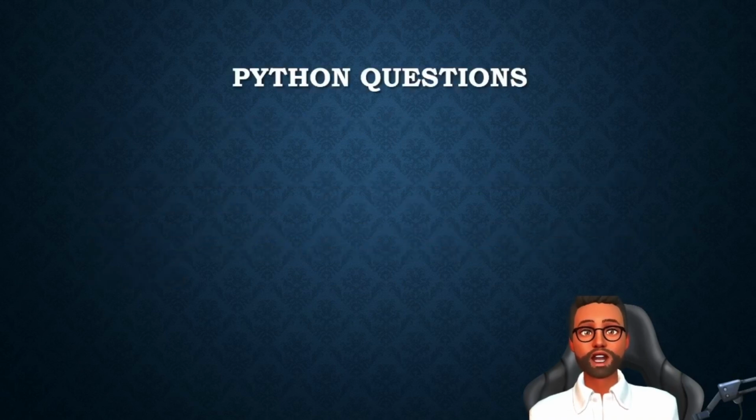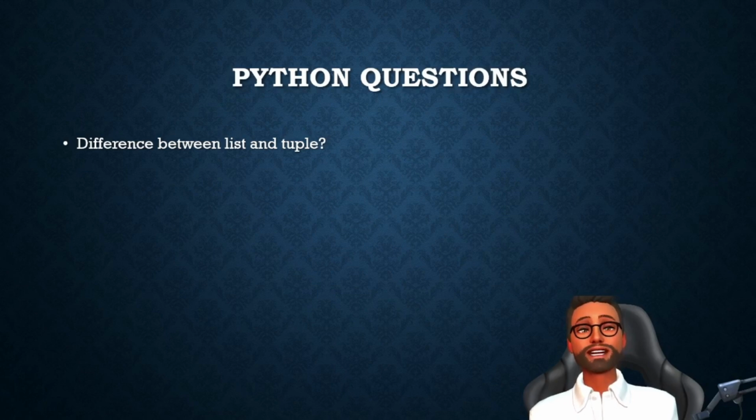Now coming to Python interview questions. 1. Difference between list and tuple. The main difference between list and tuple is list is mutable and tuple is immutable. The list is defined using square brackets, and tuple is defined using parentheses. List is slower when compared to tuple.